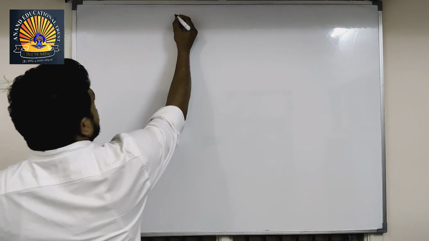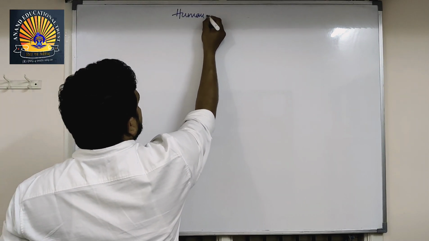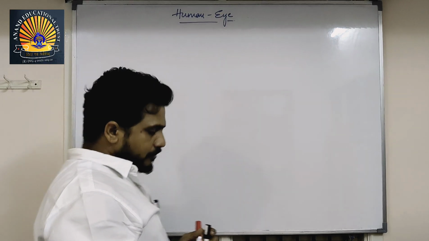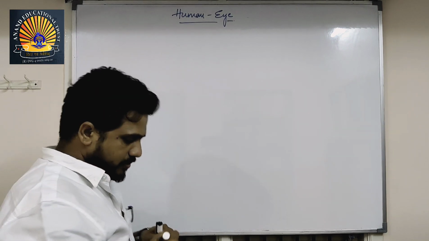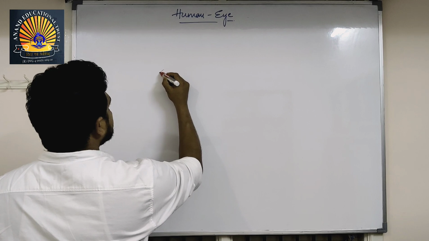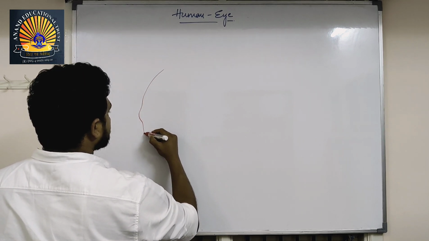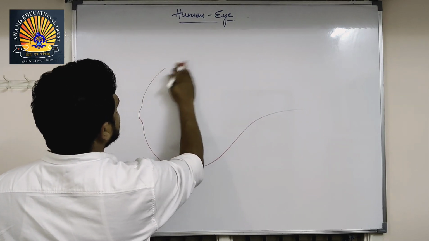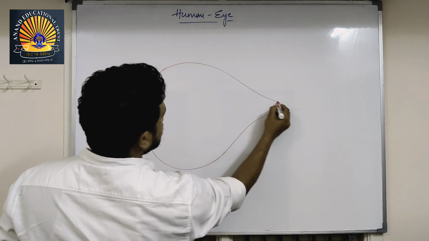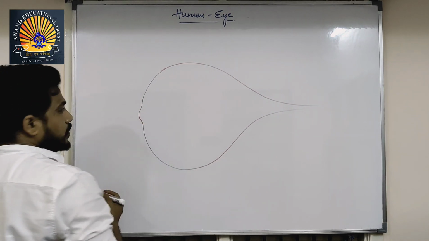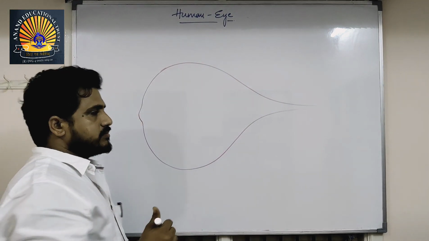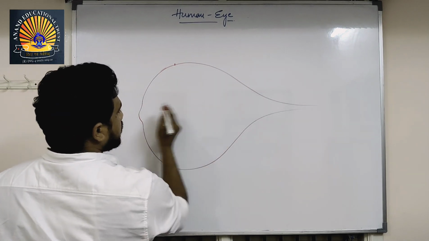Now the internal structure, the anatomy of the human eye. One pair of eyes is present. Let me give you a complete structure of human eye anatomy first. The internal structure of the eye has three regions. The outermost layer first. This is the posterior part, and this is the anterior part.